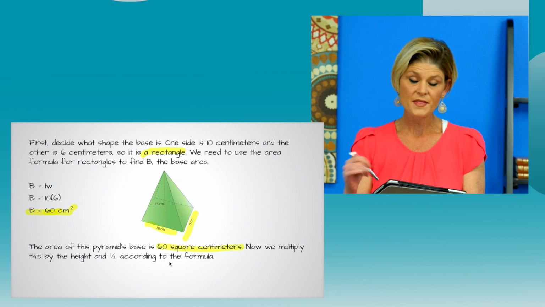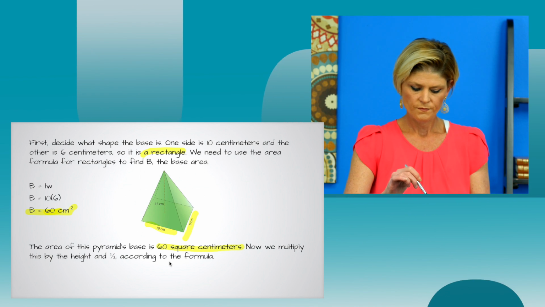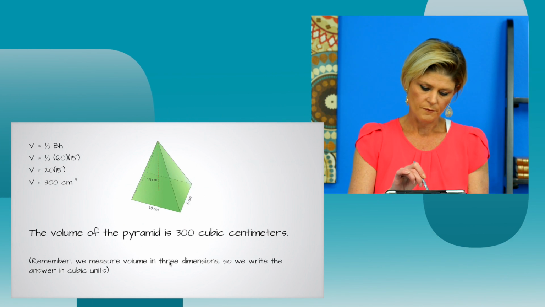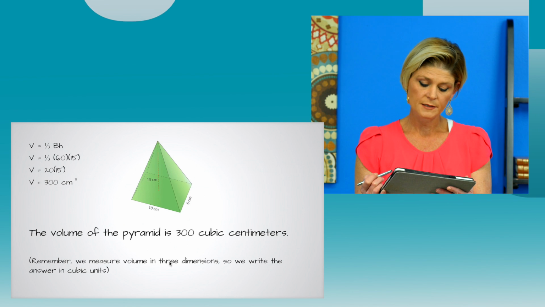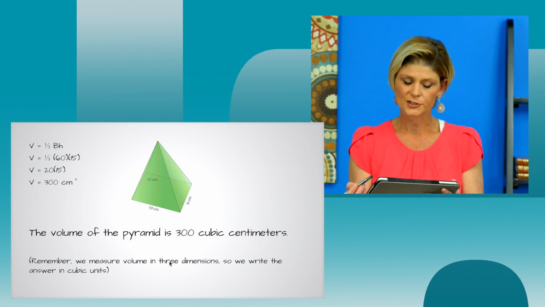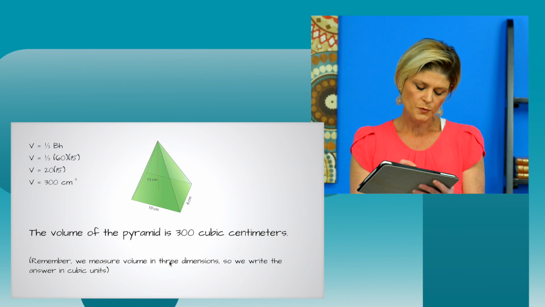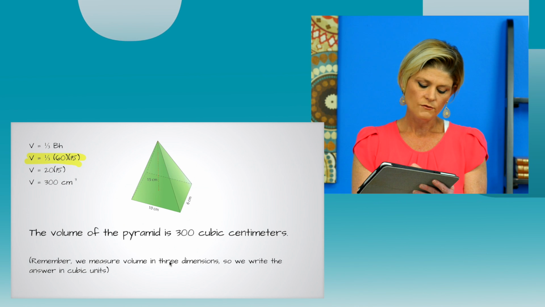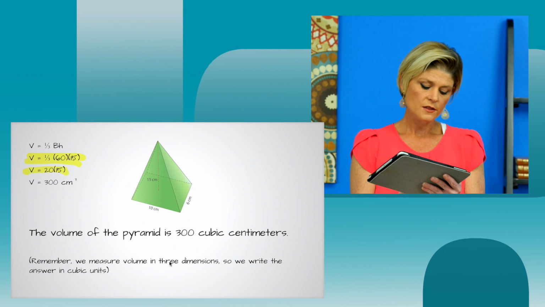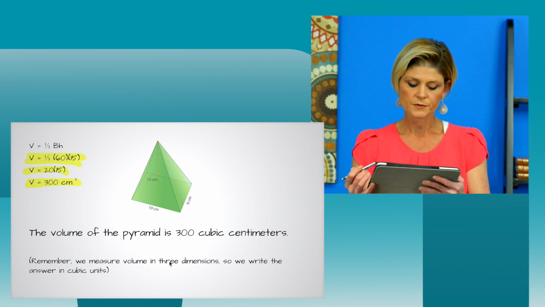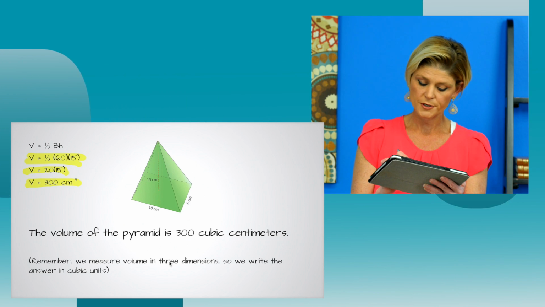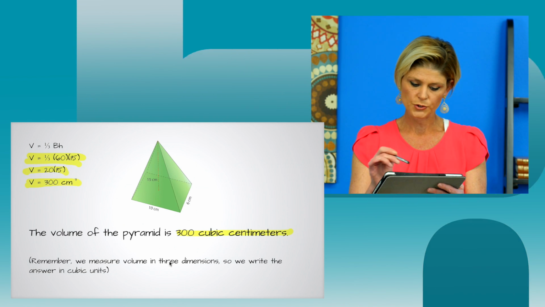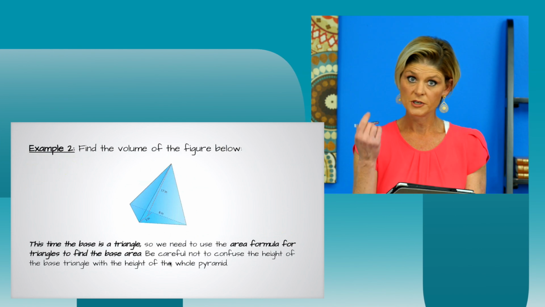Now we're going to multiply it by the height and 1/3 to follow our formula. Volume equals 1/3 base times height. That's our formula. So we're just going to plug in the numbers, and it's pretty simple math, as you'll see. Volume equals 1/3 times 60 times 15. Volume equals 20 times 15. The volume equals 300 centimeters cubed. So the volume of this pyramid is 300 cubic centimeters. Again, remember, we are writing our answer in cubic units because we're measuring three different dimensions.